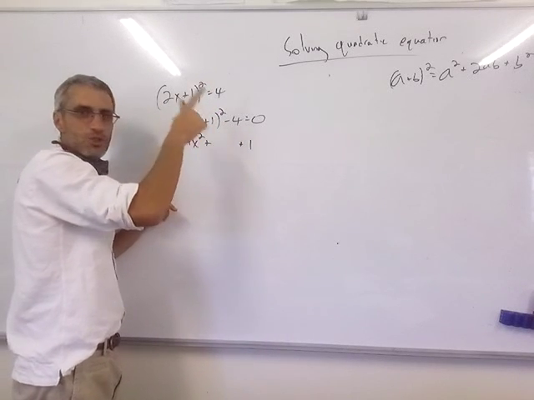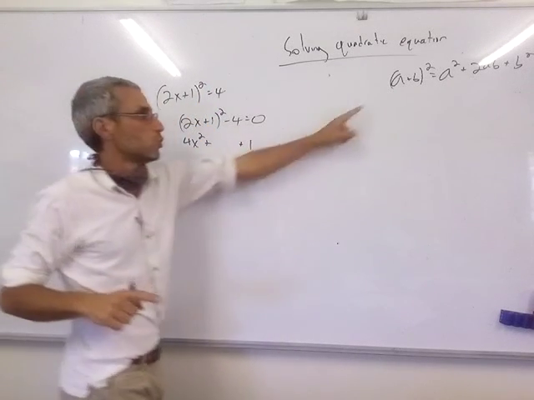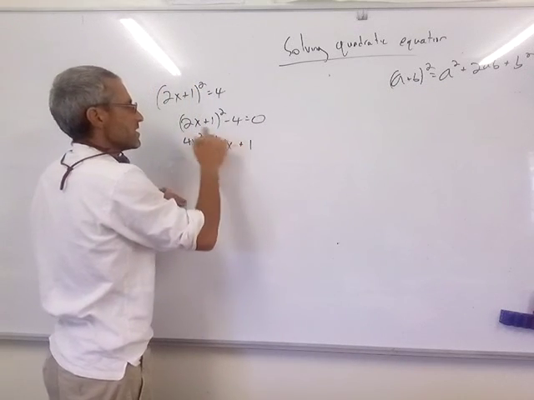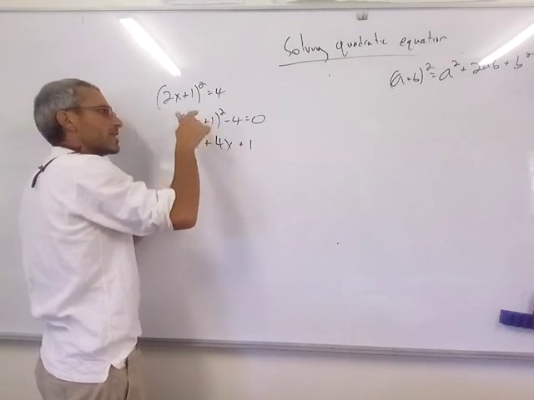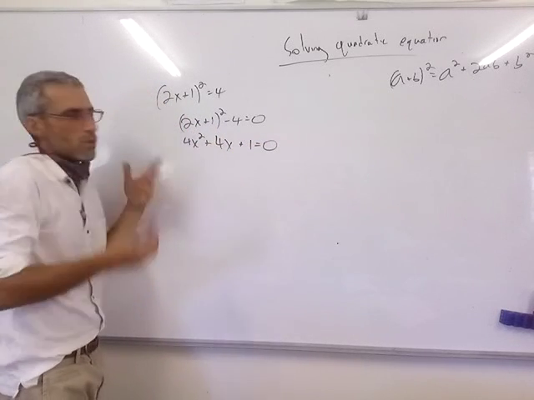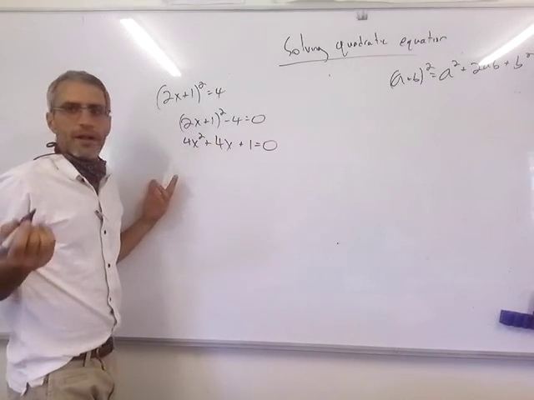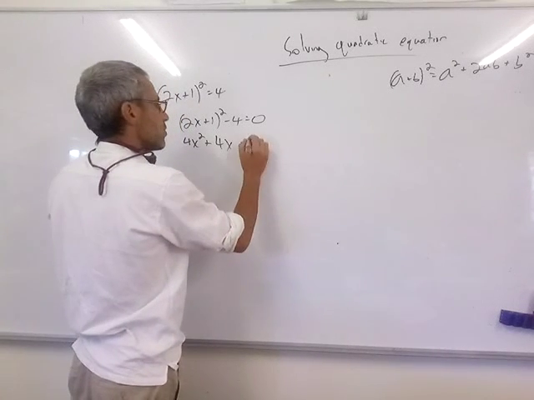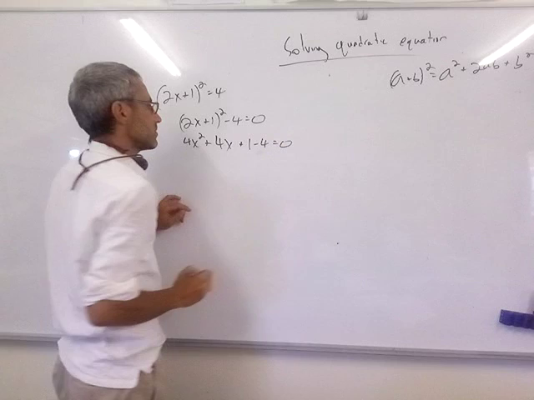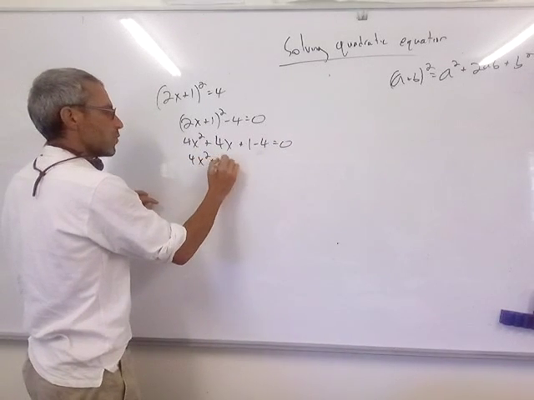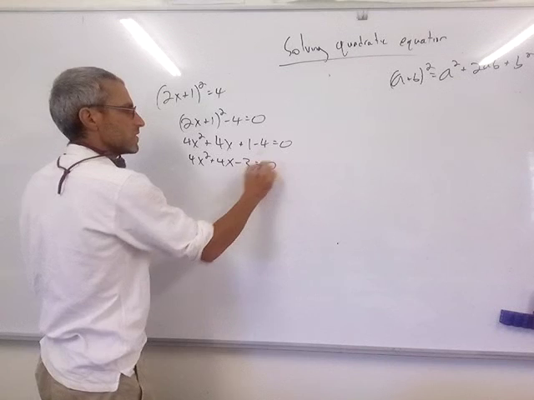2x times 1, times 2. It's 2ab, so 2 times 2x times 1. It's 4x, and it's just 1. Minus 4. So 4x squared plus 4x minus 3 equals 0.